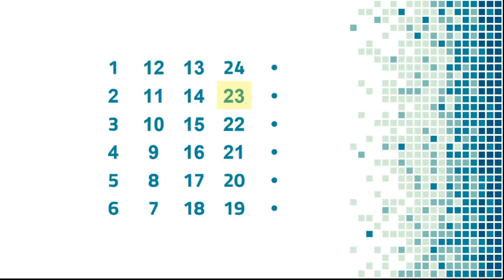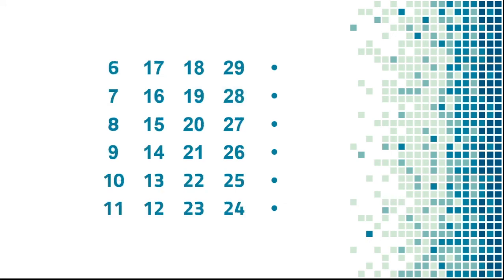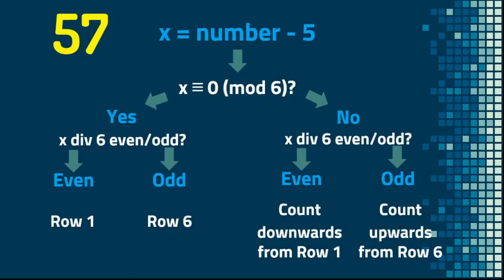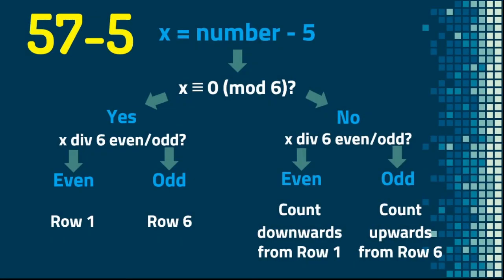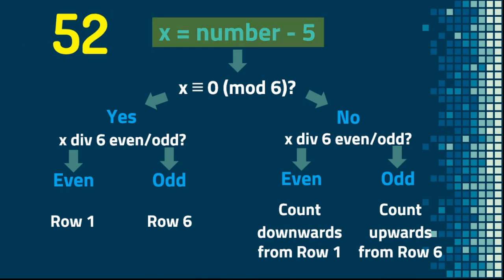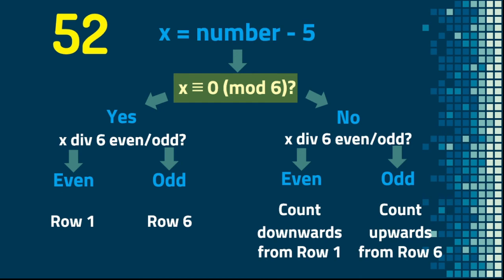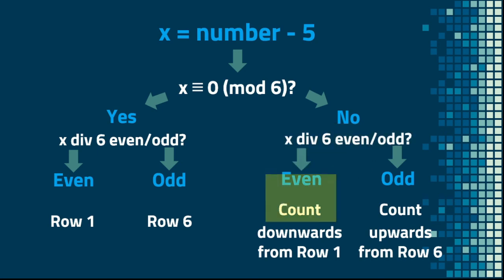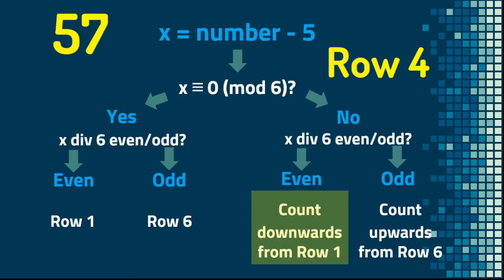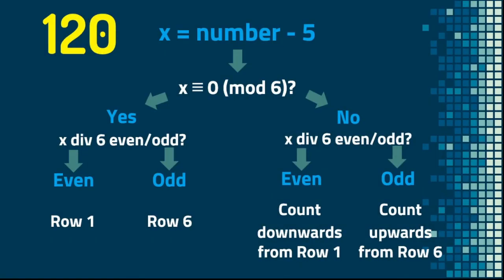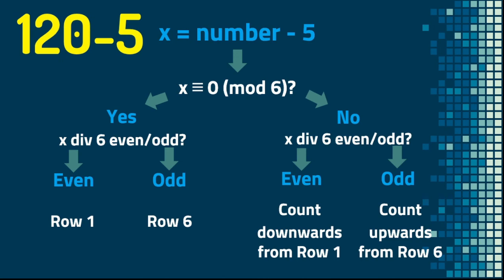Now this tool is ready to be tested on the original pattern. For 57, we subtract 5 to obtain a value of 52. We divide it by 6 to obtain a quotient of 8 with a remainder of 4. It is not divisible by 6, and the quotient is even, so we count 4 rows downward to get the answer, row 4. For 120, we subtract 5 again to obtain 115.